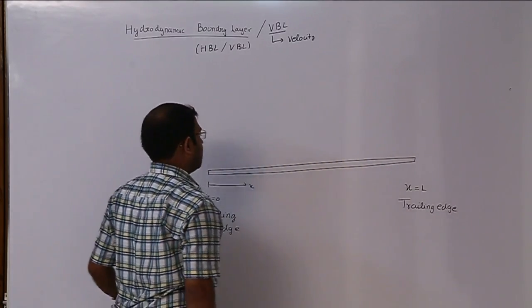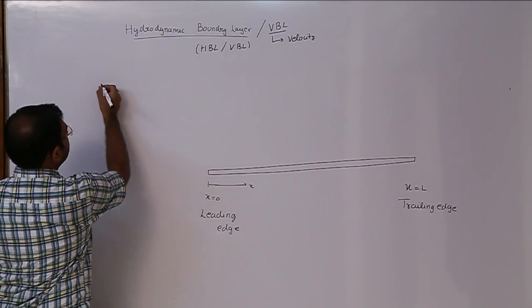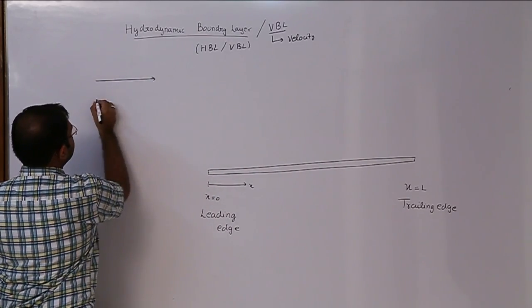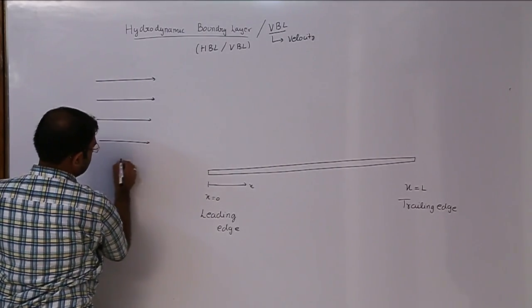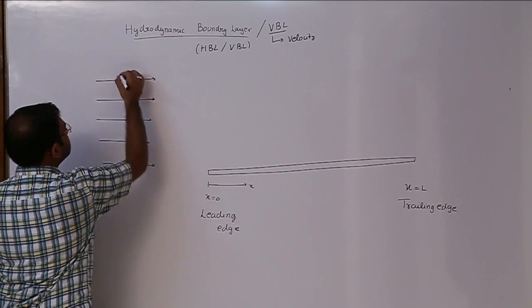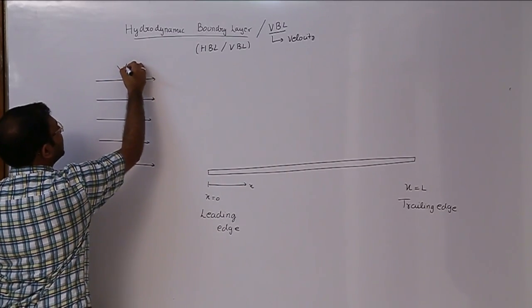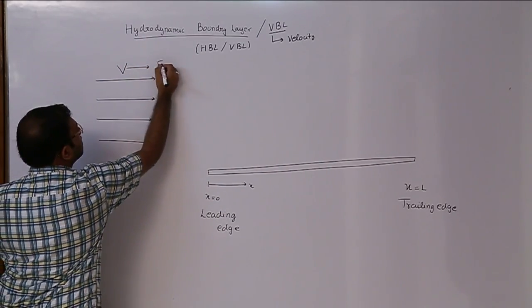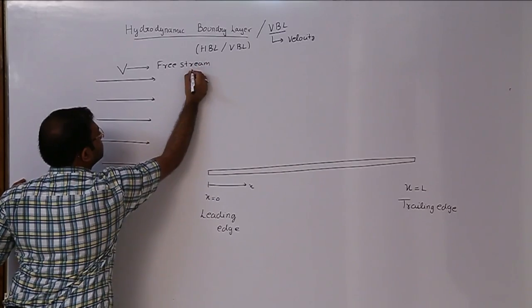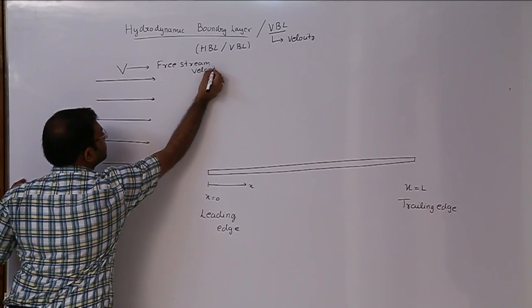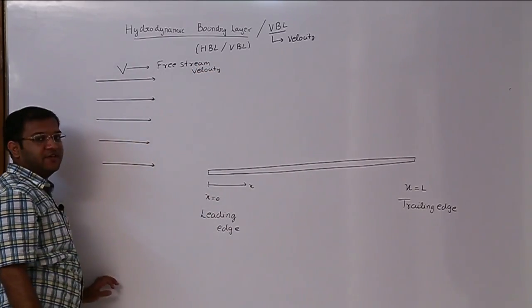Fine. Now see, let a fluid be coming towards this flat plate, and the velocity of the fluid be V, and this velocity is known as free stream velocity.